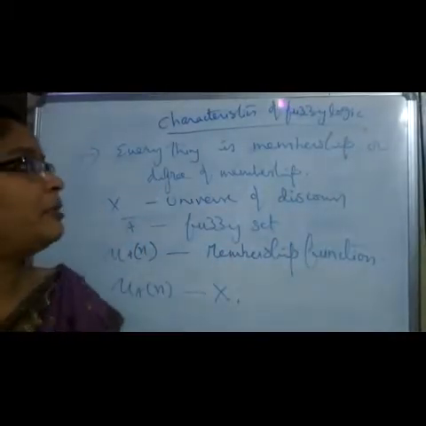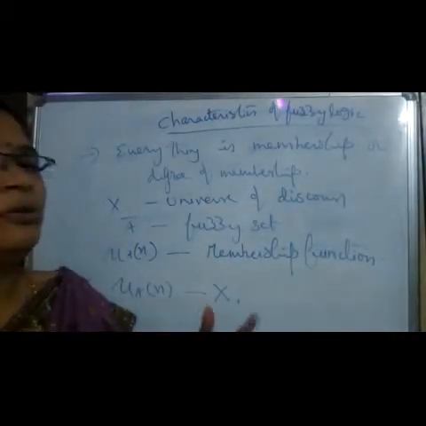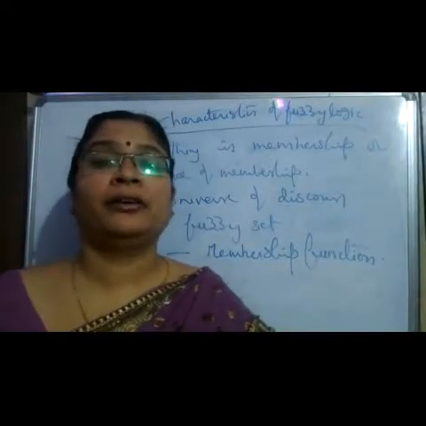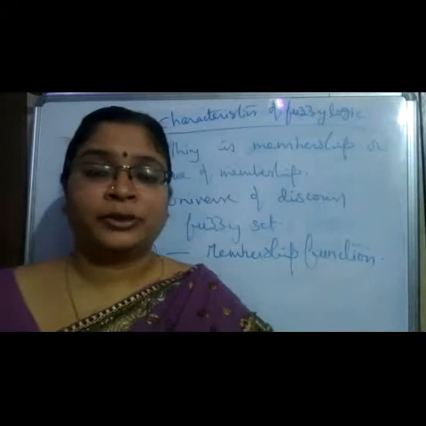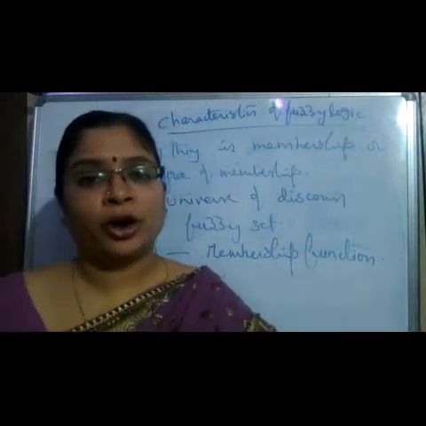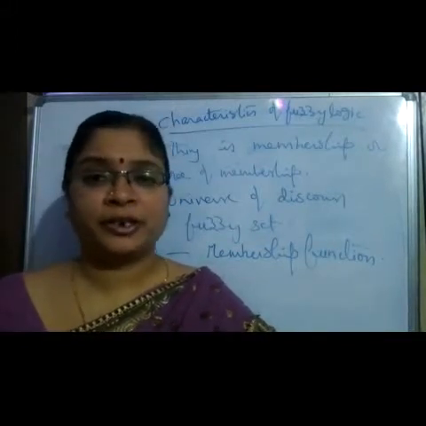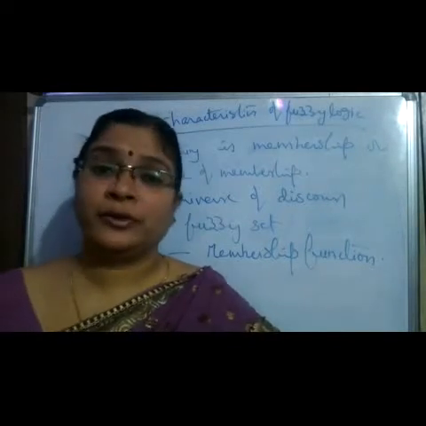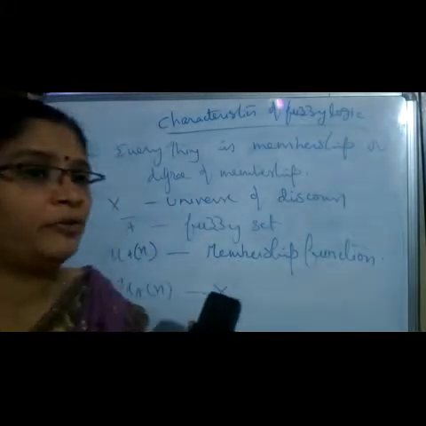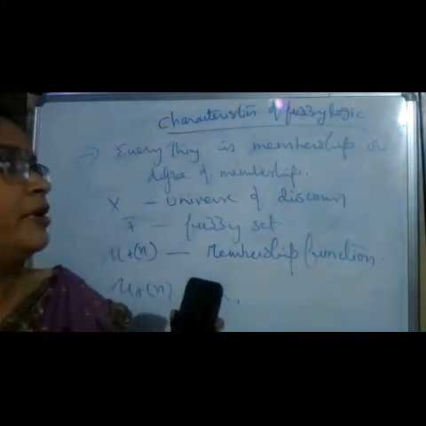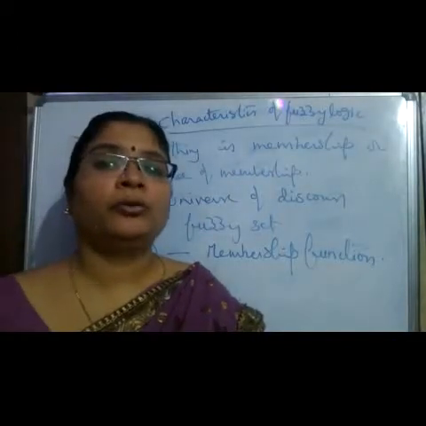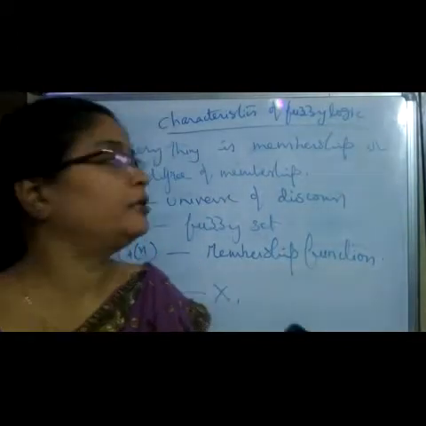Here, everything is represented by membership or degree of membership. Whether an element belongs to a set or not can be represented in a crisp set by using two values: either true or false, yes or no, or 0 or 1. But in a fuzzy set, this is represented with the help of the membership function. So how can the degree of membership be represented? All these things we are now going to see.